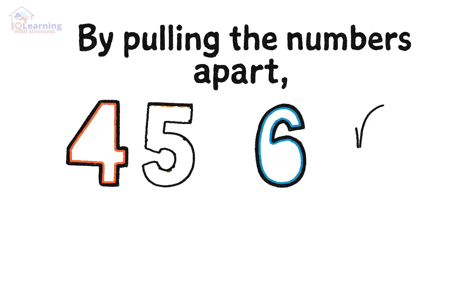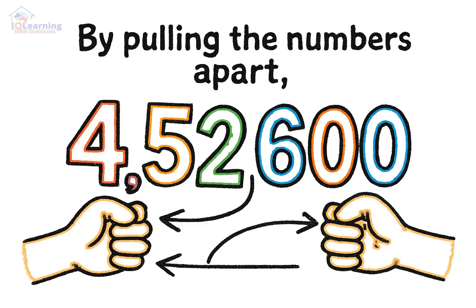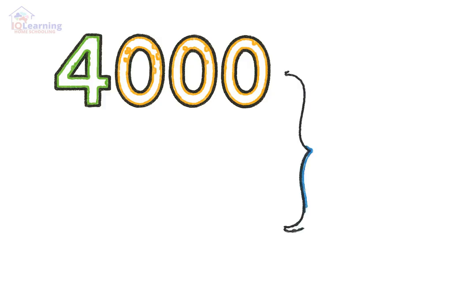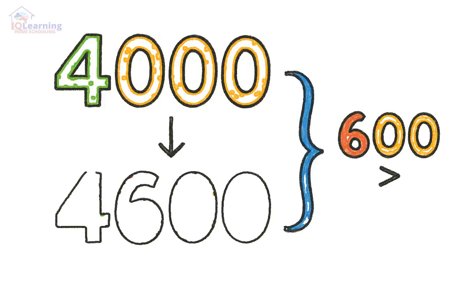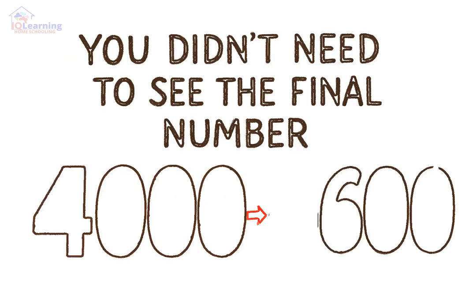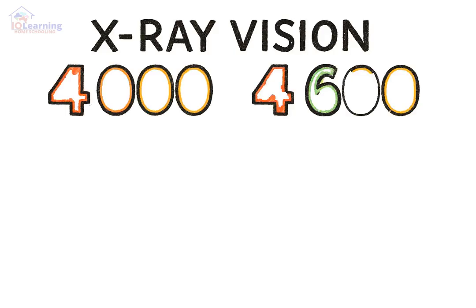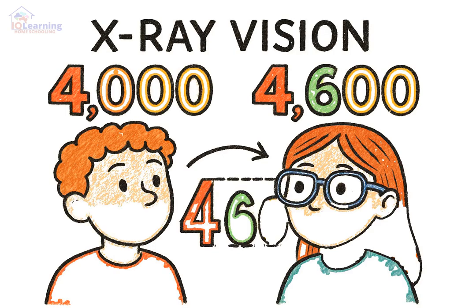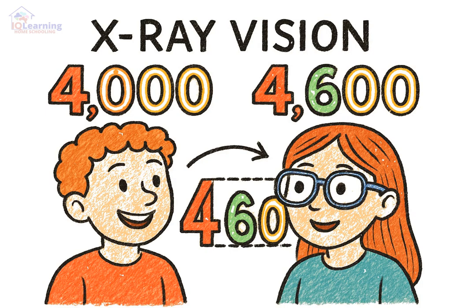By pulling the numbers apart, it becomes instantly clear. They both have 4,000, but the second number has 600, which is obviously more than 520. You didn't need to see the final number. The expanded form gave you X-ray vision to compare their internal parts directly.